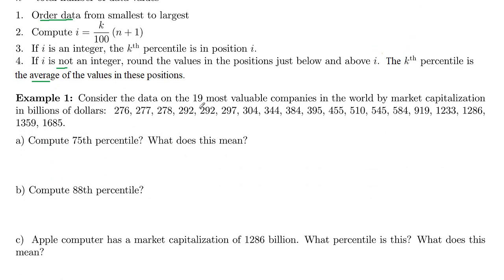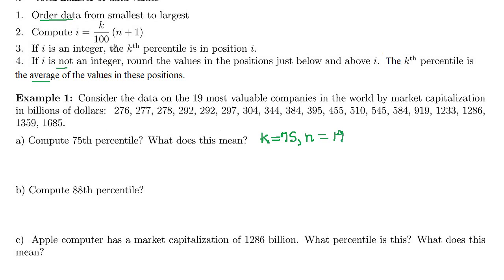We're going to consider data on the 19 most valuable companies in the world by stock market capitalization. These values are in billions of dollars. Notice that these values are already ordered from smallest to largest. So we're going to compute the 75th percentile. And then we want to know, what does that mean? Our value of k here is 75. We want the 75th percentile. And then n, the total number of values here, is 19.